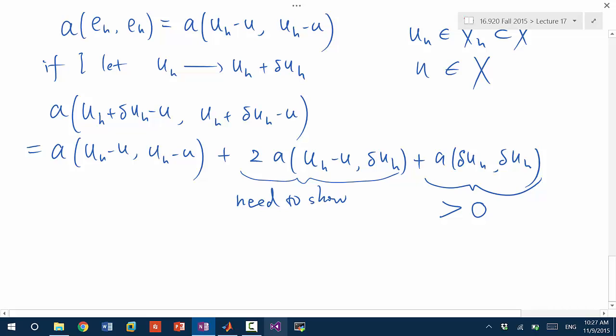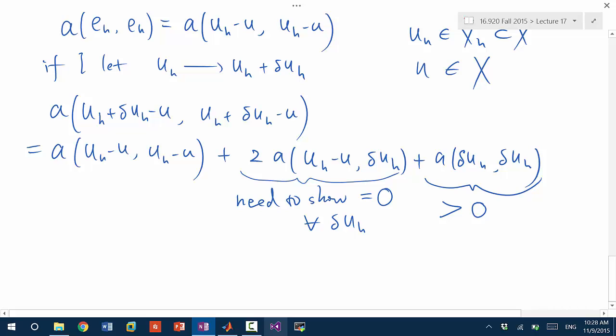Greater or equal to 0. Is it possible this term is always greater or equal to 0 for any delta UH? This is basically saying what? Yeah, we need to show that this term has to equal 0 for any delta UH, right? Because if this term is not 0, even if it's greater than 0, it doesn't work, because if I take the negative of this particular delta UH, I can make it negative, and that invalidates our proof. So we need to show that this thing is exactly equal to 0 for any delta UH.